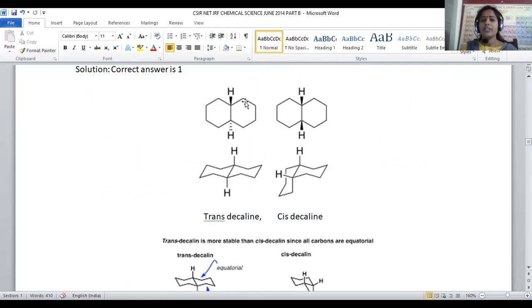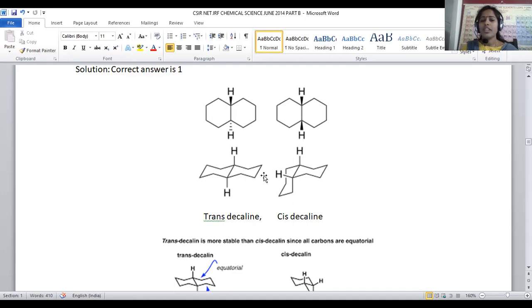Decalin is nothing but, deca means what? How many carbons? It will be 10 carbons. So decalin is nothing but a bicyclic ring system. If the bridgehead hydrogens are in the opposite orientation, that is called a trans decalin. If the two bridgehead hydrogens are on the same side, that is said to be a cis decalin. Trans decalin can be represented conveniently in the chair conformations of cyclohexane.